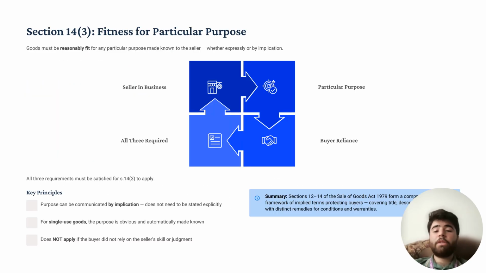Section 14, subsection 3 covers fitness for particular purpose. It says that where the seller sells in the course of a business and the buyer makes known to the seller any particular purpose for which they are buying the goods, there is an implied condition that the goods must be reasonably fit for the purpose. Section 14, subsection 3 does not apply if the buyer did not rely on the seller's judgment or if such reliance was unreasonable.